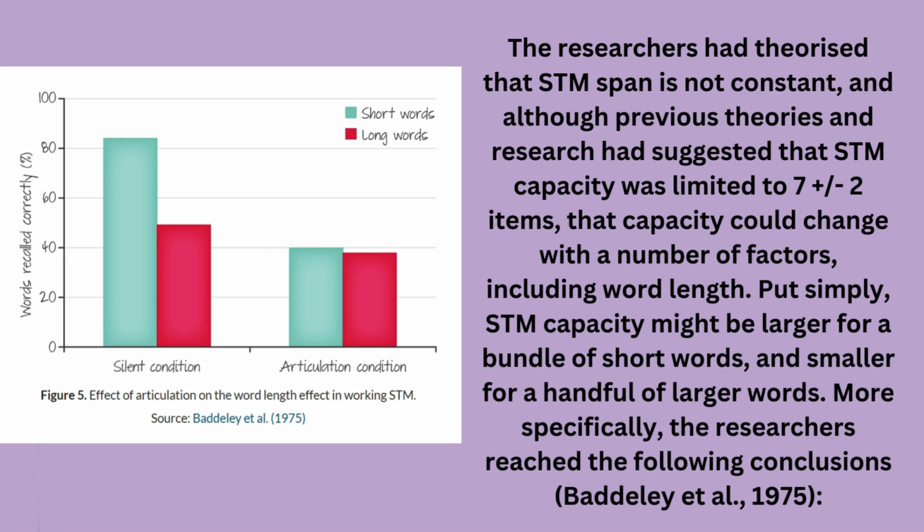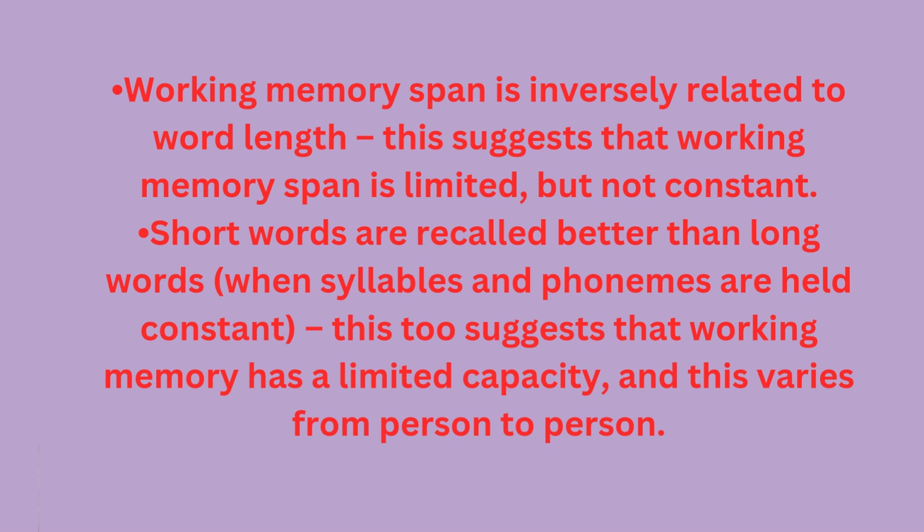The researchers had theorized that memory span is not constant, and although previous theories and research had suggested that memory capacity was limited to 7 plus or minus 2 items, that capacity could change with a number of factors including word length. Put simply, memory capacity might be larger for a bundle of short words and smaller for a handful of larger words. More specifically, the researchers reached the following conclusions: first, that working memory span is inversely related to word length. This suggests that working memory span is limited but not constant.